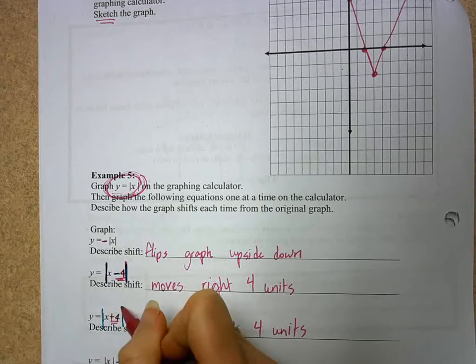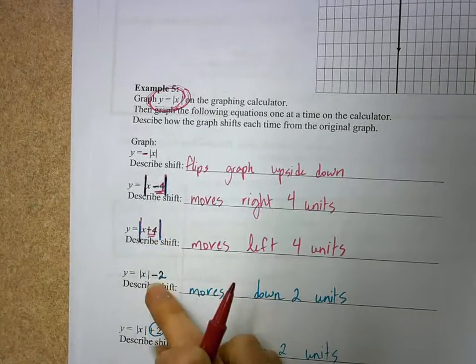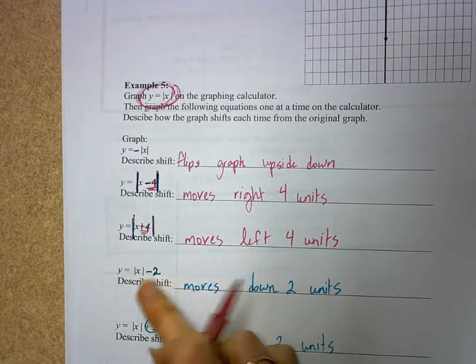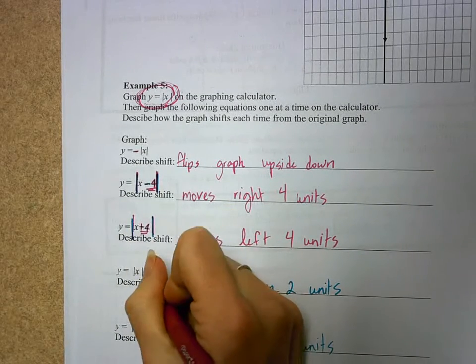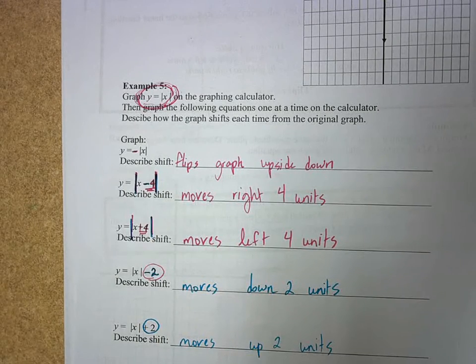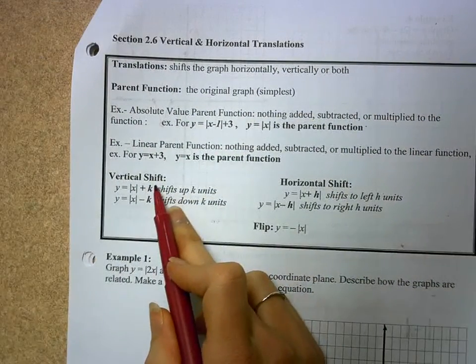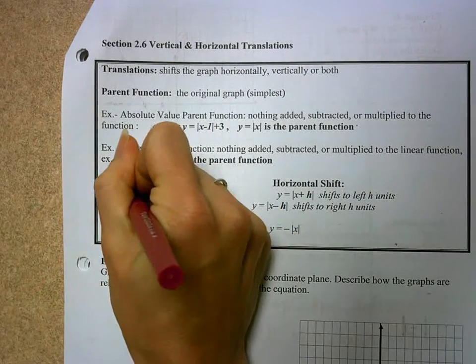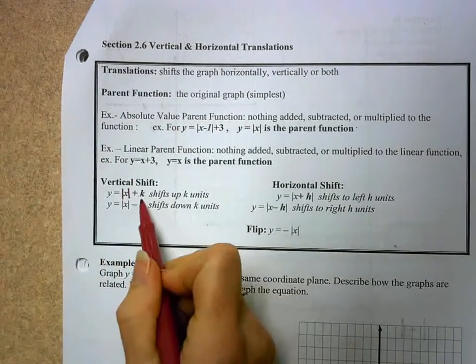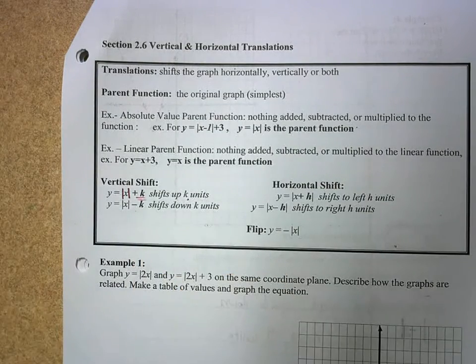+4, it's inside markings, so that means it's going to go left 4. And then outside of your function or of those markings is exactly what you see. -2 means down 2, +2 means up 2. So what we've looked at in 2.6 is we're just describing what you see. Vertical changes up and down are seen outside of your markings. So if it's +k, it goes up k units, -k is down k units.